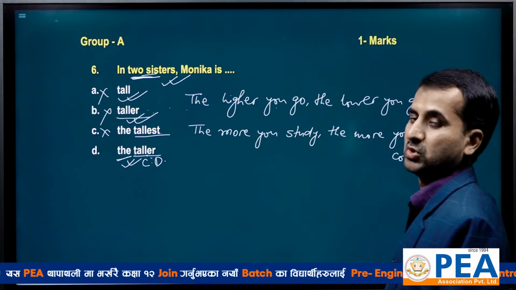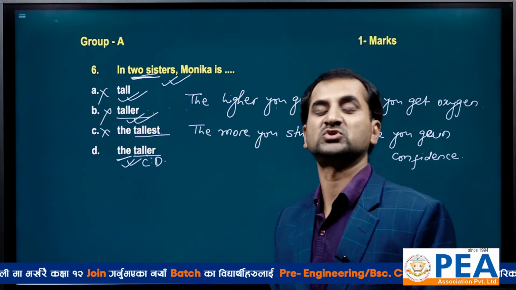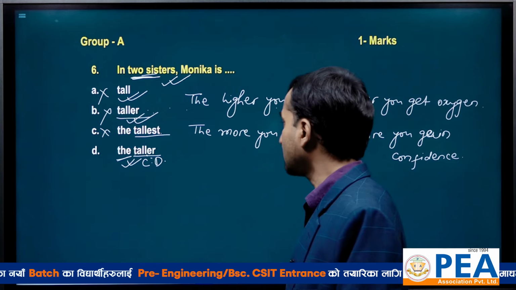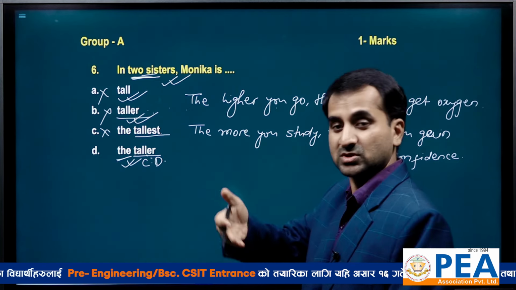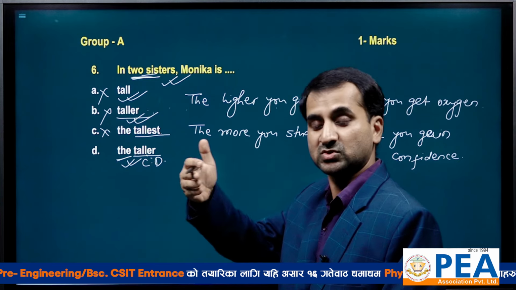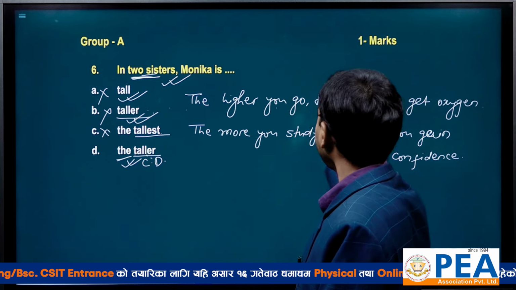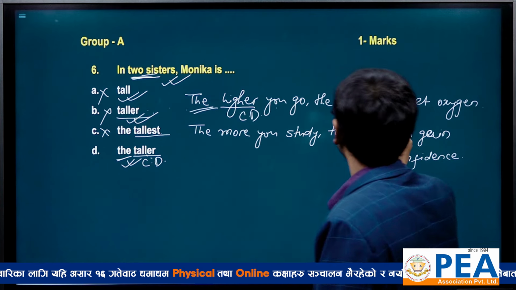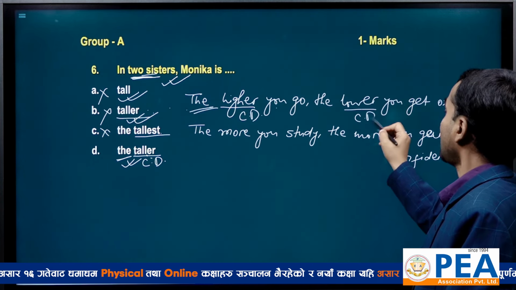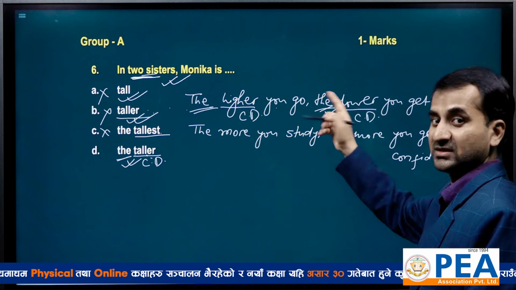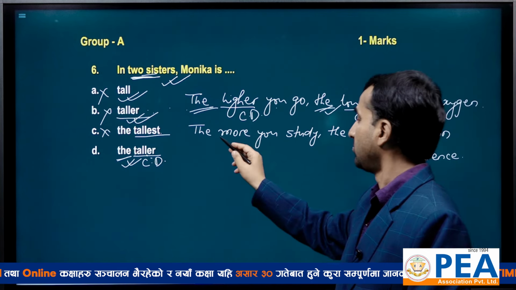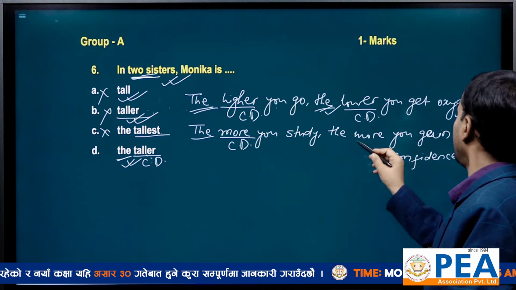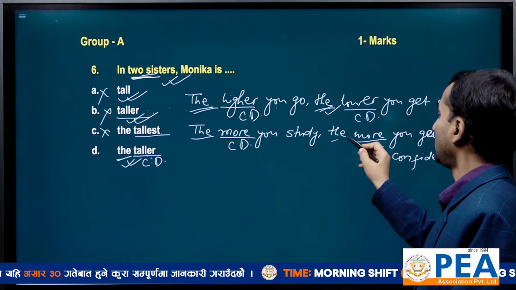See, in these two sentences, when we have to say with this one becomes that one, like the higher you go, the more, here it is in comparative degree, but it takes the before it. The lower you get, this is also in comparative degree and it takes the before it. Okay, this is the second condition. The more, it is in comparative degree and it takes the before it, and here also more is in comparative degree and it takes the before it.